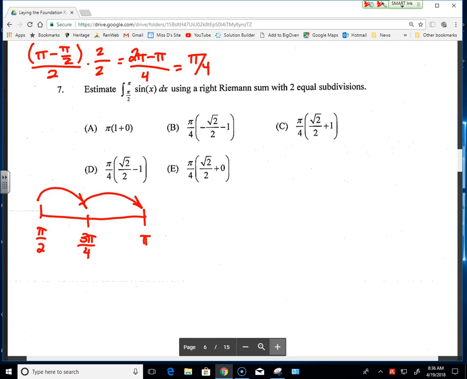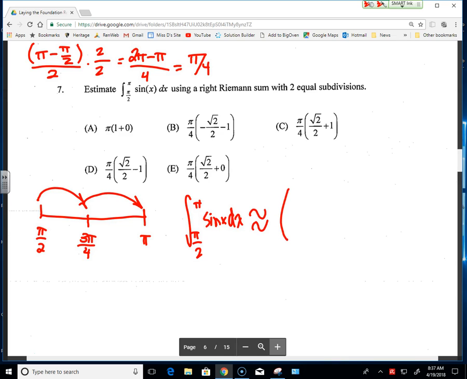Okay, now that I have that, they said right Riemann sums. So kiddos, check what we just did up there. Right Riemann sums, I can say that my area is going to equal, which would be the same thing as saying my integral is going to be approximately, okay, what's the base of the first one?